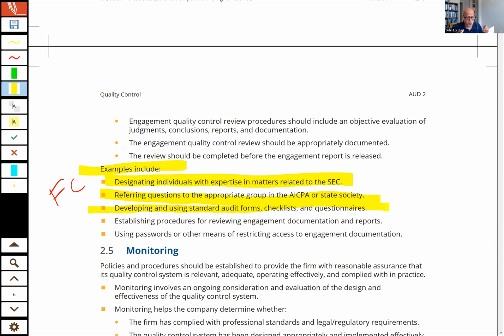Again, remember, we're trying to accomplish consistency. So we have standardization in how we document certain things. That's a good way, in how we perform certain procedures. That's a good way to ensure consistency. Establishing procedures for reviewing engagements. Okay, we'll say, hey, there has to be a second partner review. In my office at GAO, we had a process called referencing.